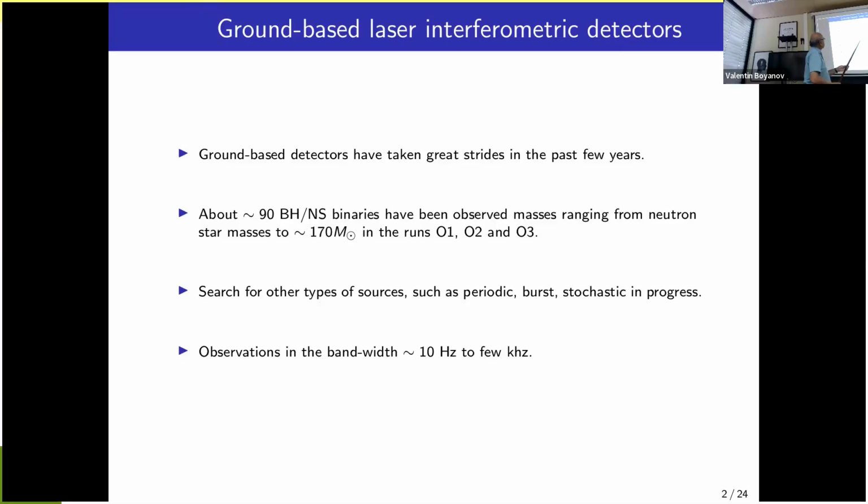But there are a lot of interesting sources in astronomy which would emit gravitational waves below 10 hertz. The reason why you can't go below 10 hertz is basically gravity gradient noise and the seismic noise in the detector, which is hard to eliminate below 10 hertz. So the solution is to go into space. That's why you have the space detectors. And then the sources are different.